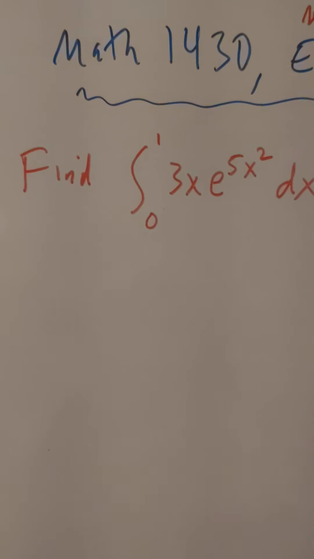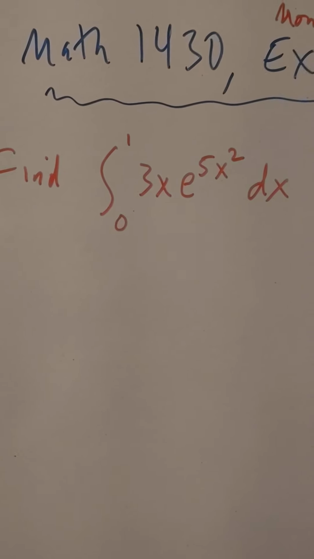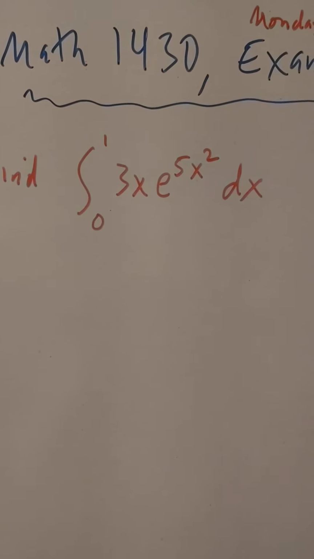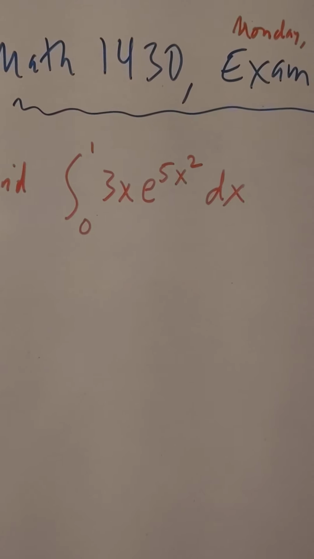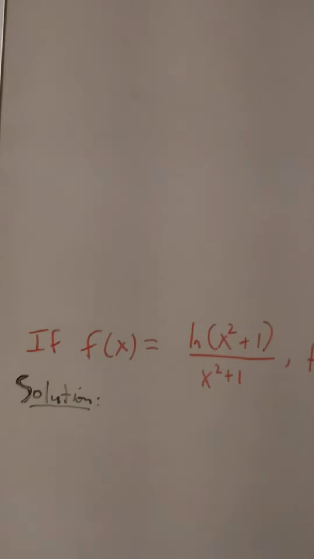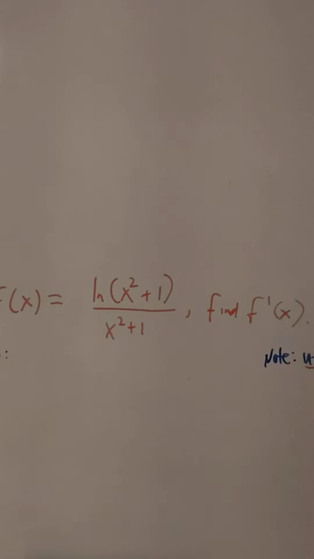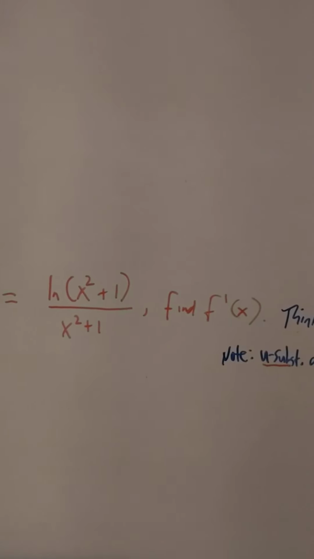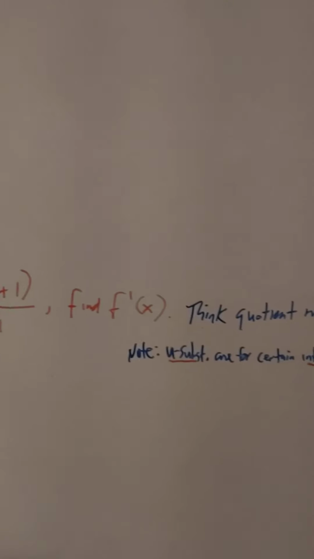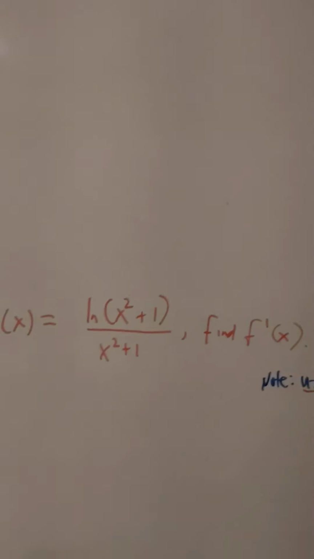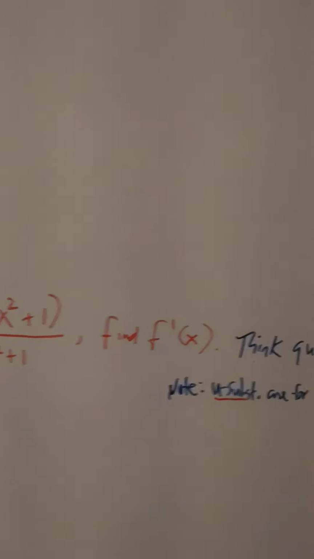Here's the first problem. We want to find the definite integral from 0 to 1 of 3x times e to the 5x squared dx. And then here's the second problem, which I'll do afterward. If f of x is this quotient, the natural log of x squared plus 1 over x squared plus 1, find f prime of x. And I wrote think quotient rule. And note, it looks tempting to do it like a u substitution, but you can only do u substitutions for integrals, not derivatives. So note, u substitutions are for certain integrals only.